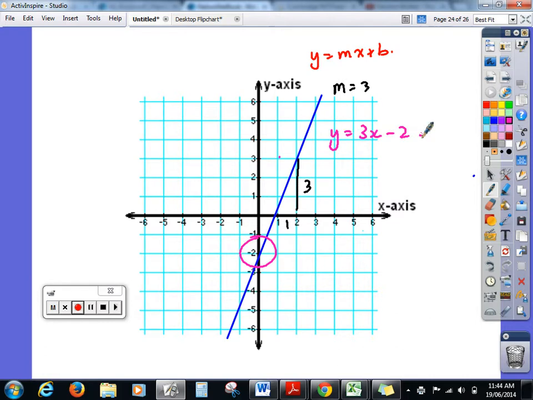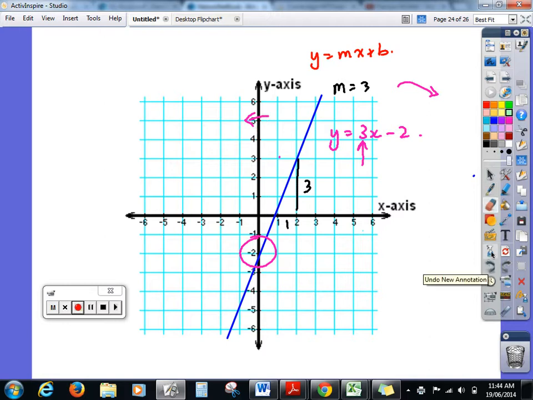And this is the most convenient form because from this you can easily read off the gradient, the steepness of the line, and the y-intercept. You also know if the line is leaning forward or leaning in the negative direction, because if this is a positive number, it's leaning this way. If it's negative, it's moving that way.